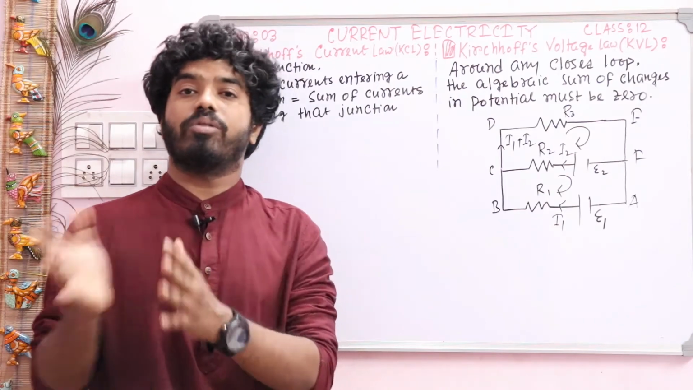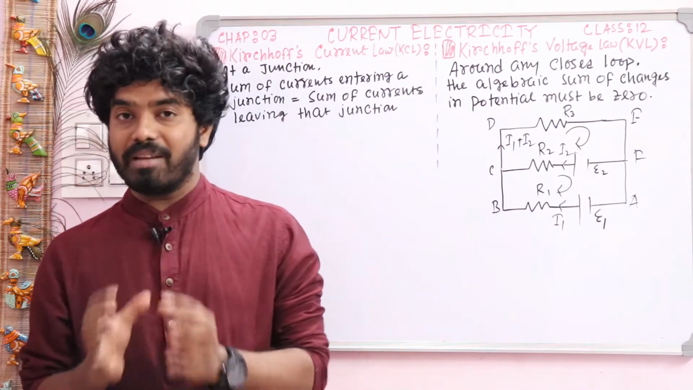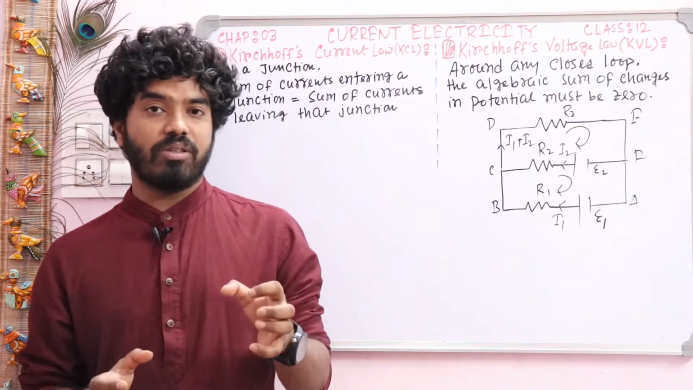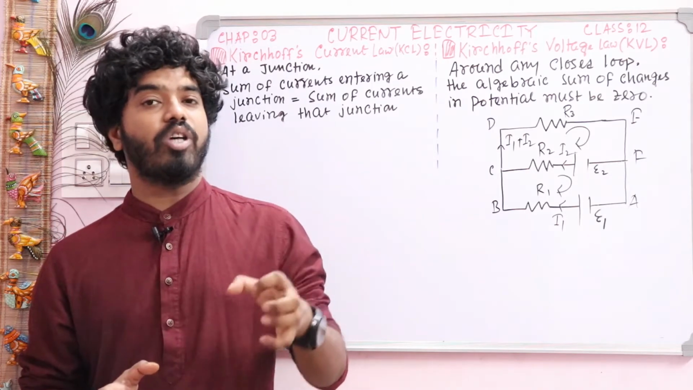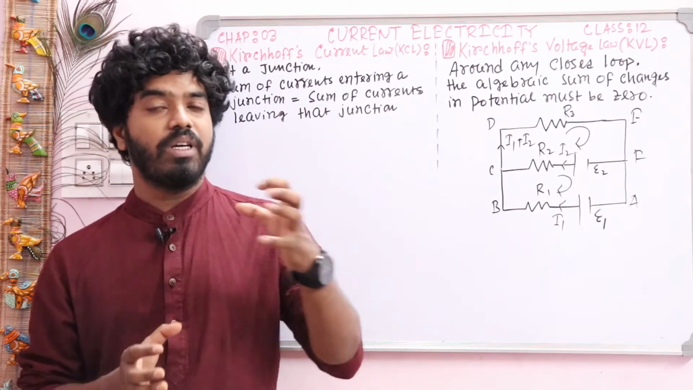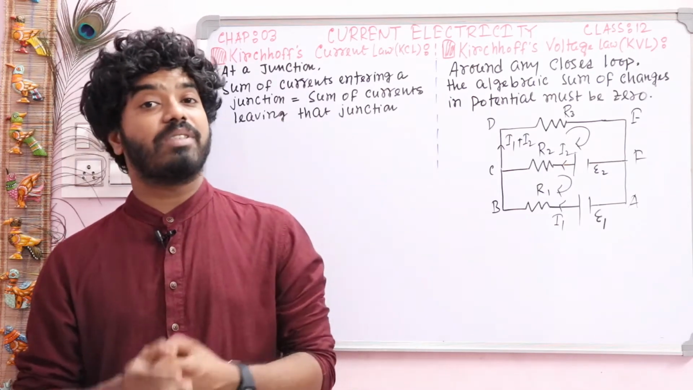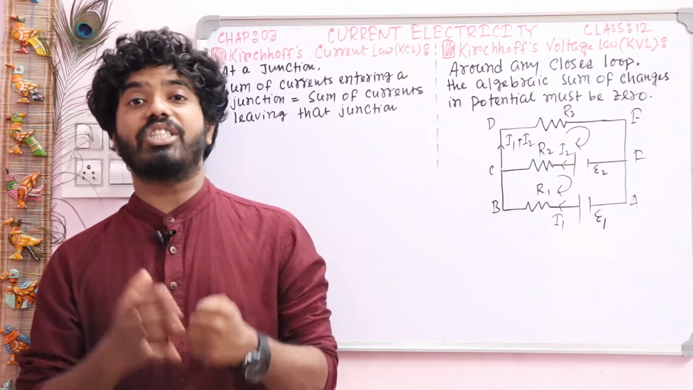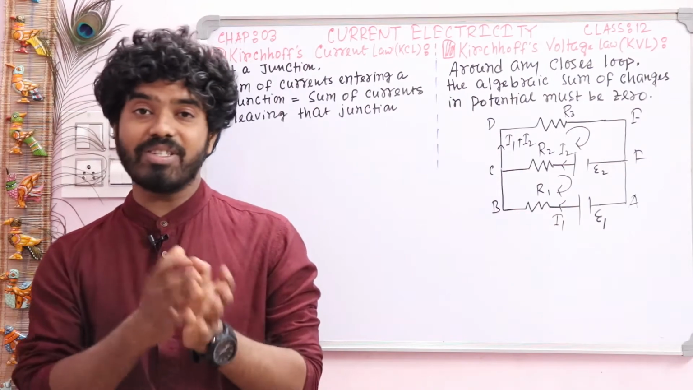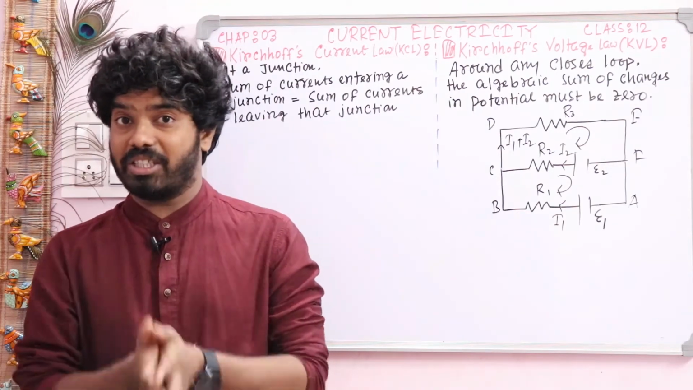Kirchhoff has two laws. The first one is named Kirchhoff's first law, or Kirchhoff's current law, in short form KCL, and sometimes it is also named the junction rule. So at first you have to know what a junction is.